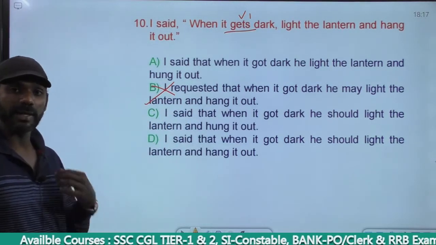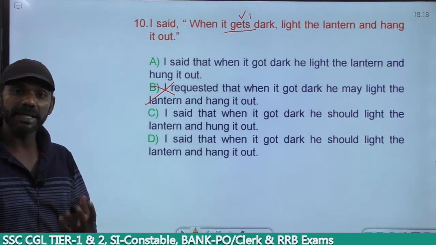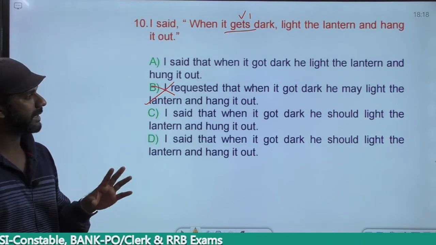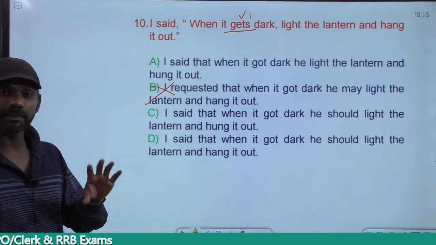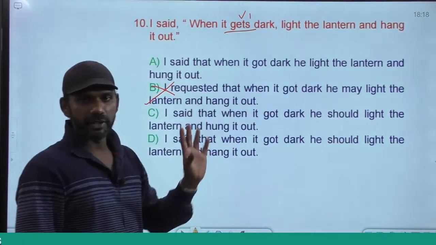Because B says requested. It is not request. I told you if it is a request, what will be there? Please will be there. The word please is not there. It is not a request, eliminated. And cannot be request. Because if it is a request, imperative sentence must be in the infinitive form. Option B is not in the infinitive form, eliminated.